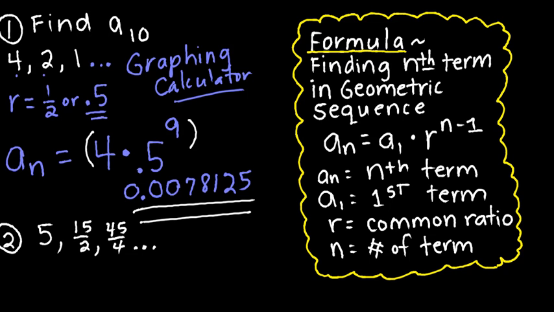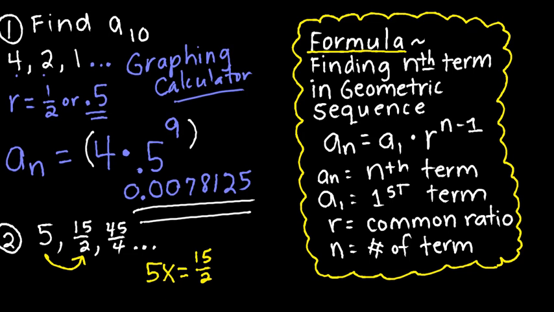This is what I like to do. I want to know how I get from 5 to 15 over 2. I'm looking for my common ratio. Well, I know my common ratio is something I multiply the 5 by. So I'm going to use an x. 5 times my mystery number, x, is going to equal 15 over 2. And then I can go ahead and solve for this algebraically.